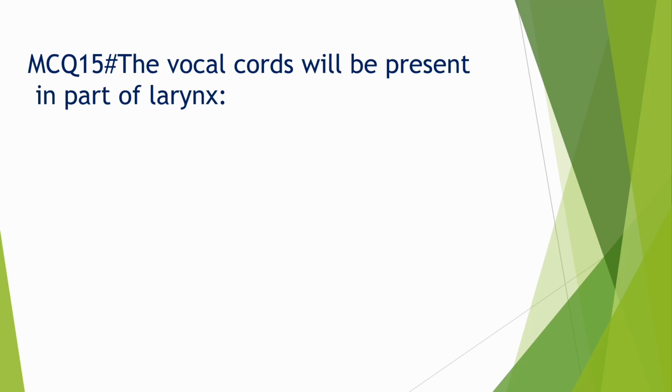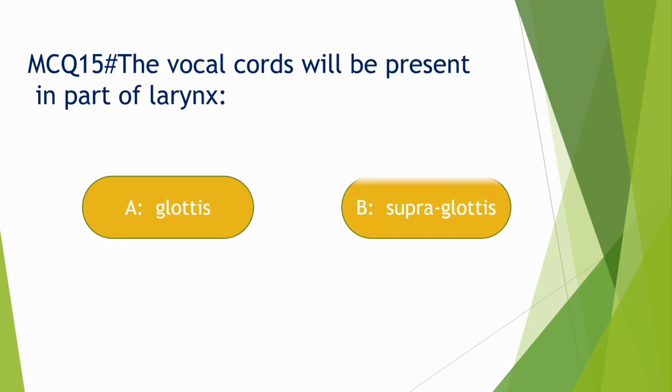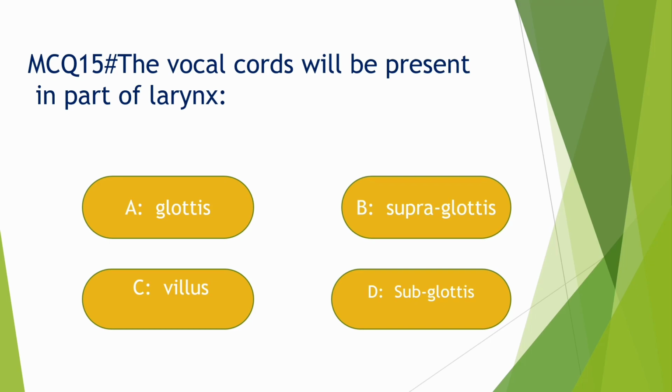The vocal cords will be present in part of larynx. Option A, glottis. B, supraglottis. C, valgus. D, subglottis. Correct option is A, glottis.